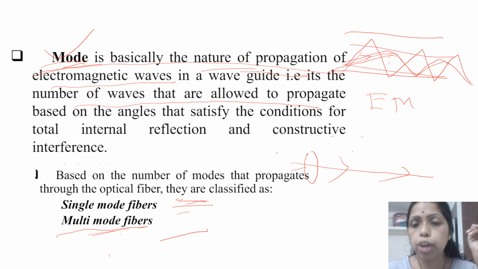Then the other one is the multi-mode fiber, in which multiple rays are propagating through the fiber. In the case of the multi-mode fiber, numerical aperture is important. In the case of the single mode fiber, the modal field diameter is important. This I will discuss in the next class. How the light is propagating through the fiber, how many lights are propagating, and in which direction the light is propagating, that defines the mode.